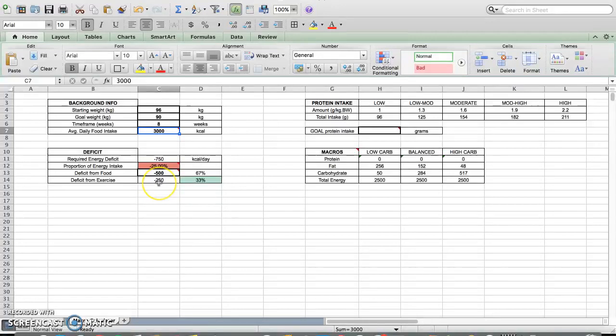So there's an extra 250 calories that needs to be burnt. For me, I'm going to increase some cardio training, swimming essentially, and that's how I'm going to burn that extra 250 calories on average per day.